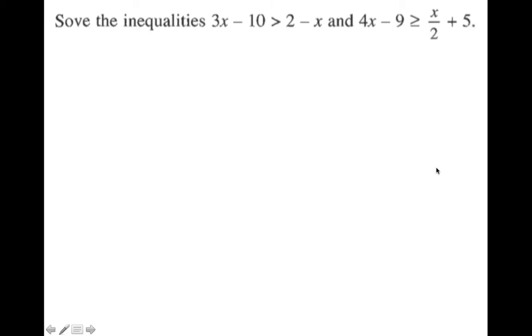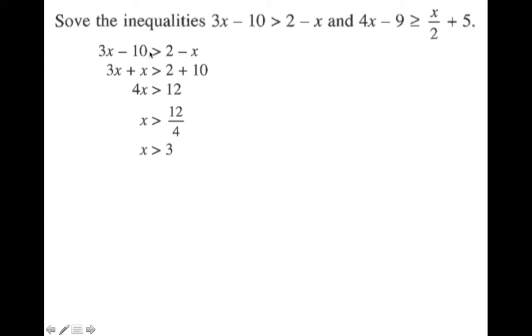Next example, solve the inequalities 3x minus 10 is greater than 2 minus x, and 4x minus 9 is greater than or equal to x over 2 plus 5. All right, another AND inequality. This one, you may think you know how to do it, but you might be wrong. You are thinking it says solve, but it says solve. So we're going to solve this problem.